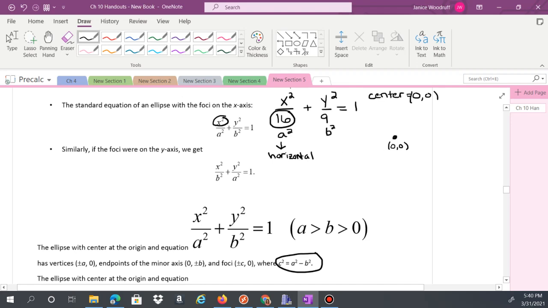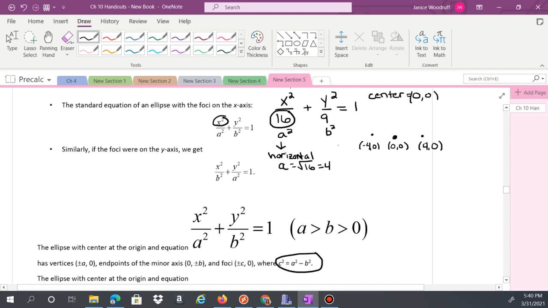So if this a squared is 16, then I know that a equals the square root of 16, which is 4. So I know that my vertices are going to lie on the horizontal axis, 4 to the left, at negative 4, 0, and 4 to the right, at positive 4, 0. Sorry, that's my A, not my C. So I know those are the edges of my ellipse. Okay, those points are still on there.